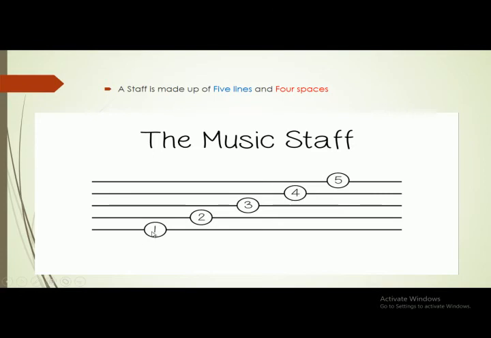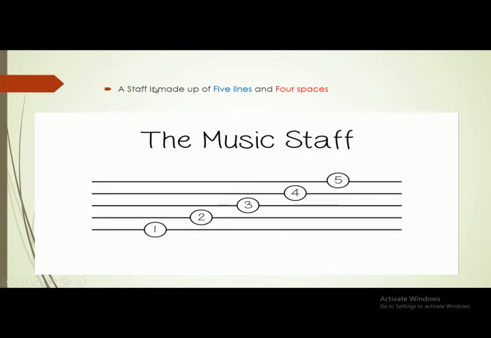Here we've got 5 lines. This is line number 1, this is line number 2, this is line number 3, this is line number 4, and this is line number 5. So as you can see here, these are 5 lines. That's why we are saying a staff is made up of 5 lines, which are these ones: 1, 2, 3, 4, 5.